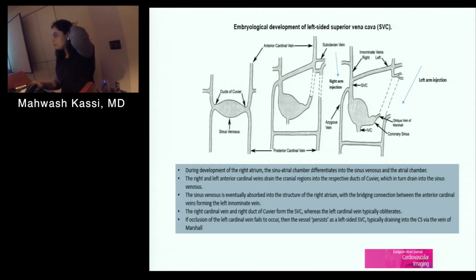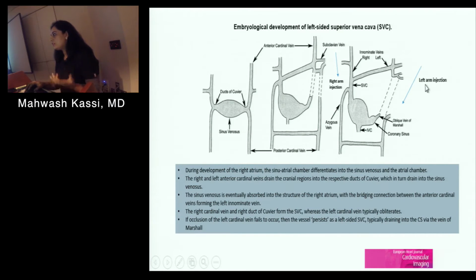Where would the blood show up first on your echocardiogram? Just look at this structure and tell me where exactly you would see the contrast show up first. The SVC, the right side. So SVC and then where? The coronary sinus. So the coronary sinus is here, right? So SVC, RA, right ventricle, and so on and so forth, right?